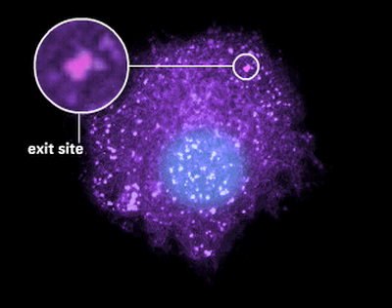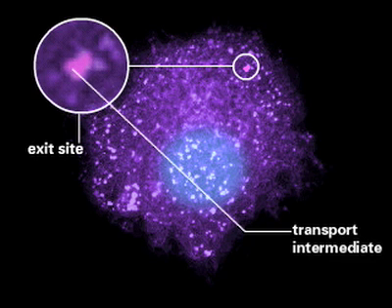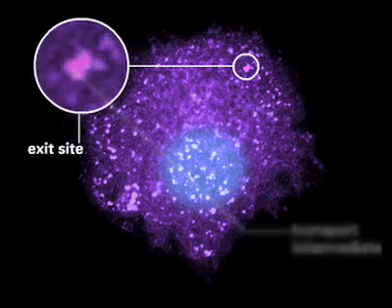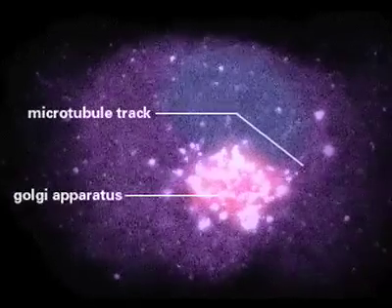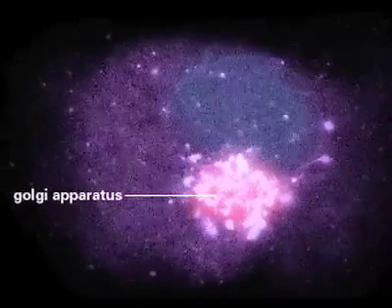Clusters of the transport vesicles fuse to form transport intermediates. At the next stage, transport intermediates move along microtubule tracks to the Golgi apparatus near the center of the cell.